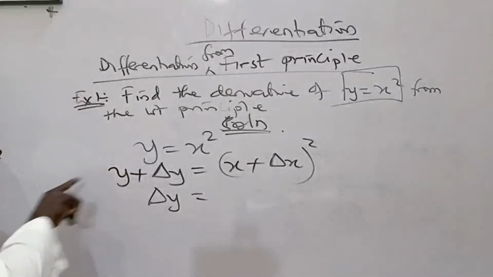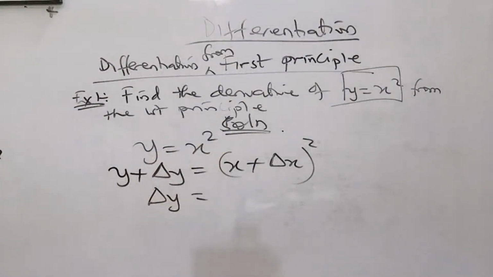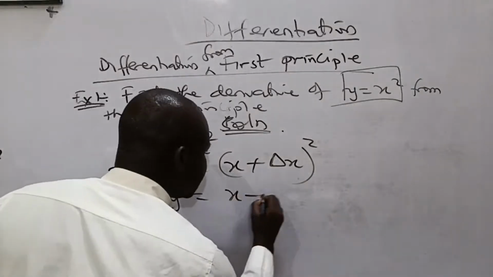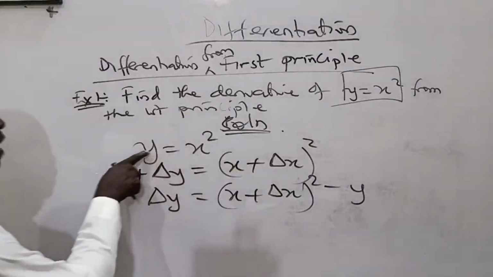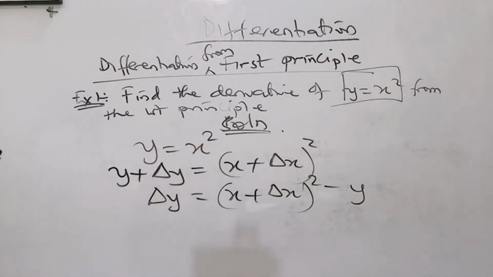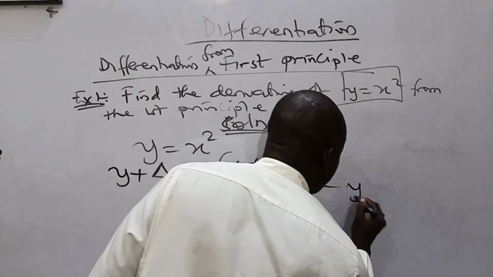Of course, that simply means that you are going to subtract y from both sides. That's the implication. So if I do that, I'm going to have x plus delta x all squared minus y. And what is y from the question? Y is equal to x squared. So I'm going to change this, or let me say s.